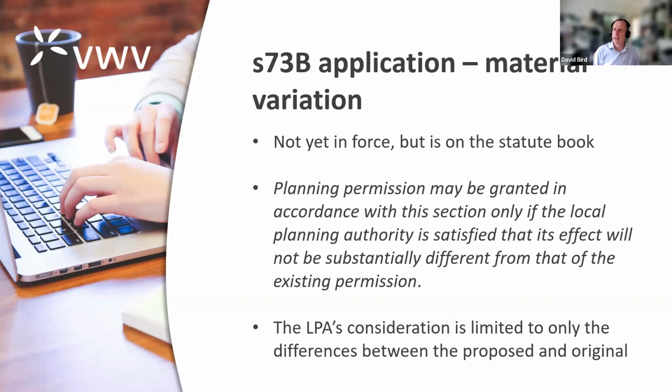The difficulty I had with Section 73B is that the local planning authority should be satisfied that its effect is not to be substantially different from that of the existing permission, which is almost word for word identical to the planning guidance for Section 73 applications, the minor material applications. So the only difference here is that one could tweak the description of the development under Section 73B.